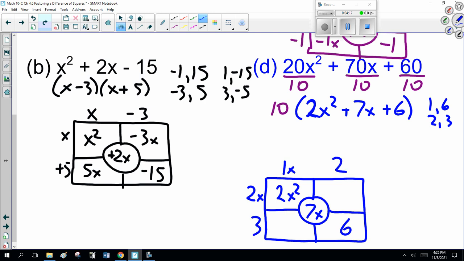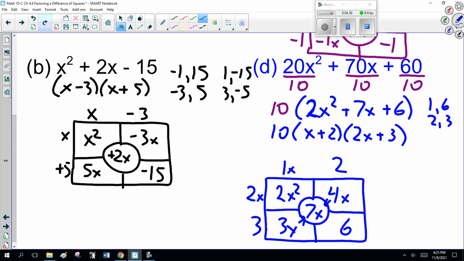2, 3, I don't know. 1 times 2, so this is 4x, 3, oh, this works. 4x, 3x. So this is 10 times x plus 2 times 2x plus 3. We got it on the third guess. Well, second guess because we eliminated 1.